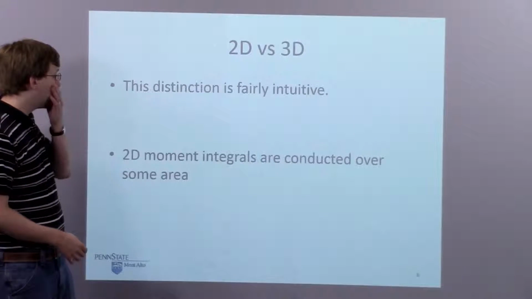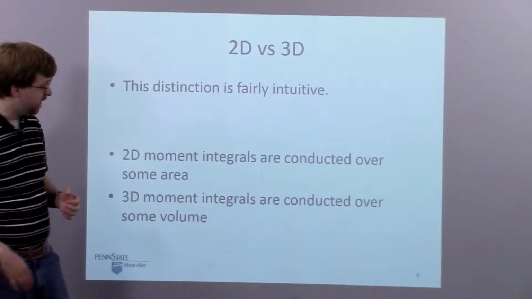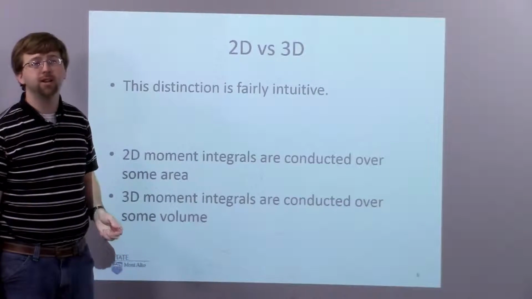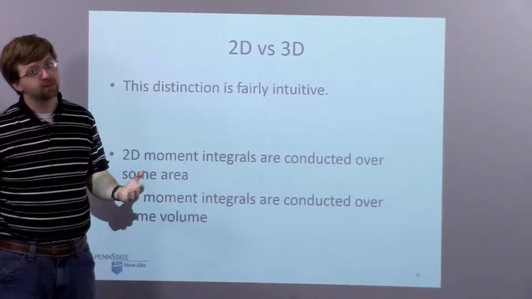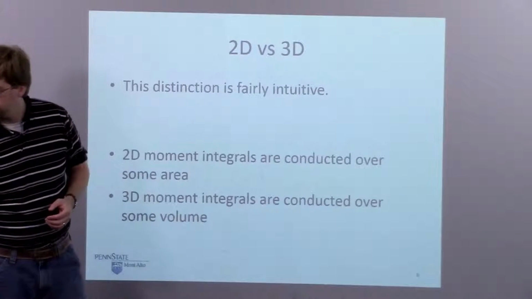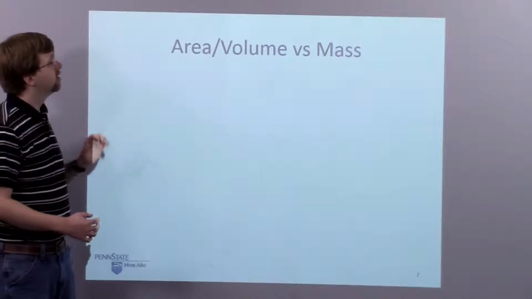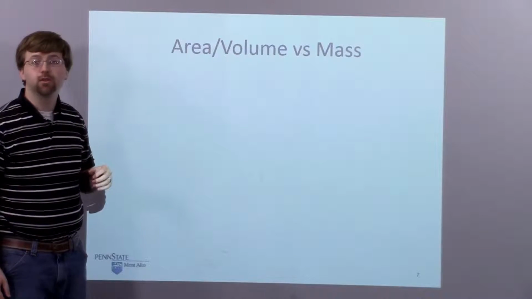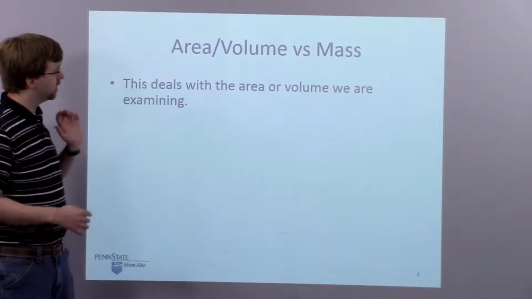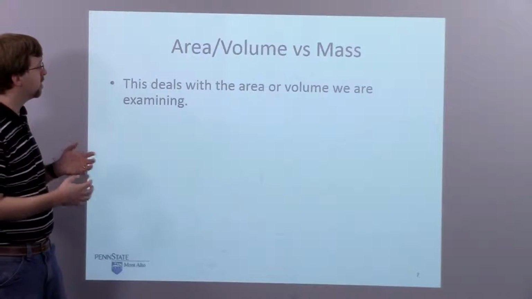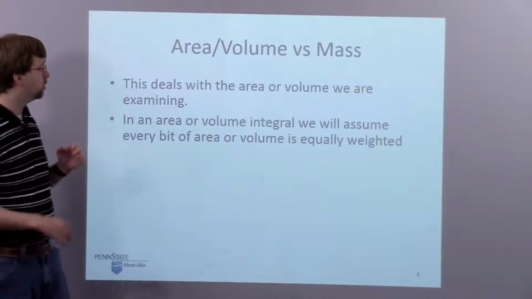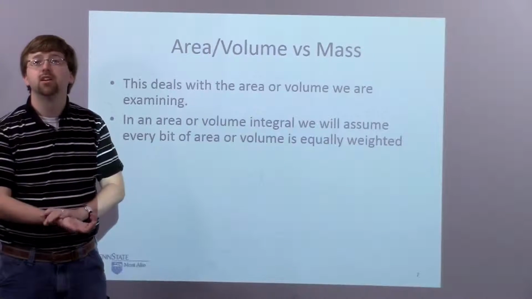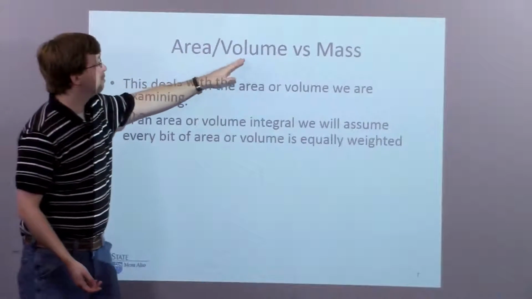A 2D moment integral is going to be conducted over an area. In a 3D moment integral, we're conducting this over a volume. So usually this one's not listed as part of the moment integral. We just look and see if we have an area or if we have a volume, and deal with that accordingly. Alright, next is going to be area/volume moment integrals for either 2D or 3D versus mass moment integrals. So this deals specifically with the area or volume we're examining, and if we are going to treat every little bit of the area or the volume equally, then we are using an area or volume moment integral.